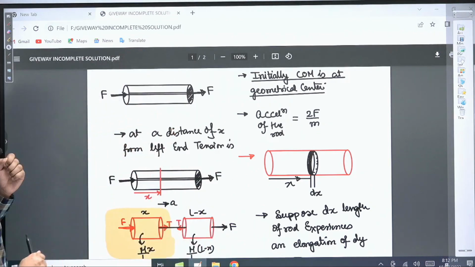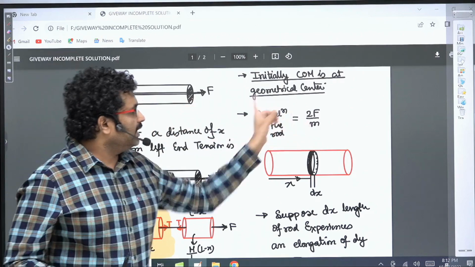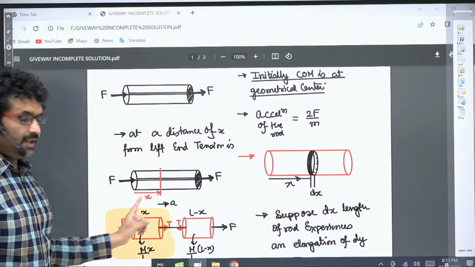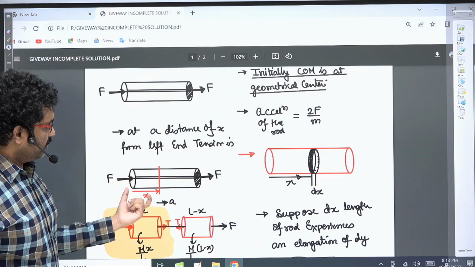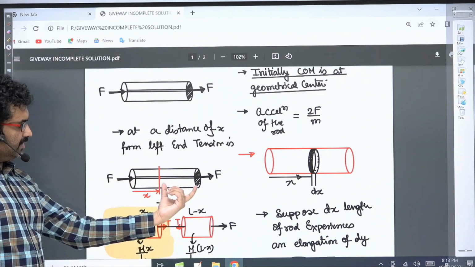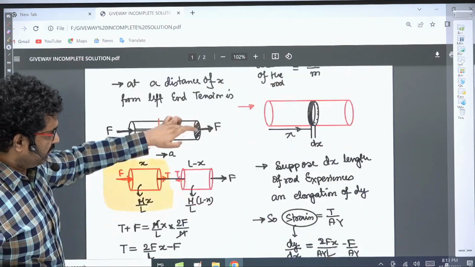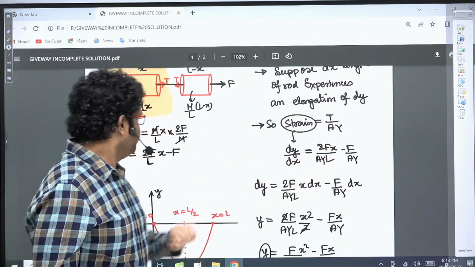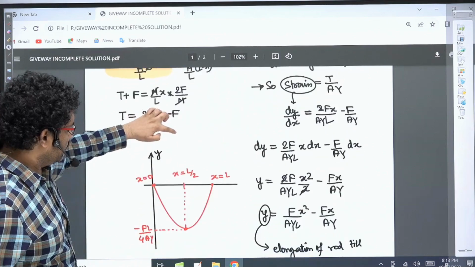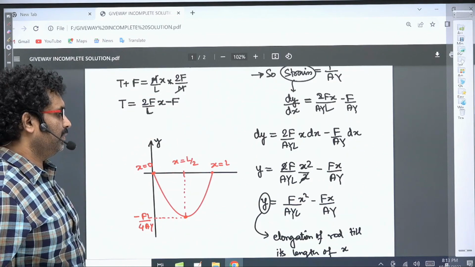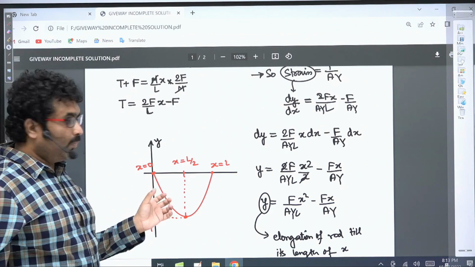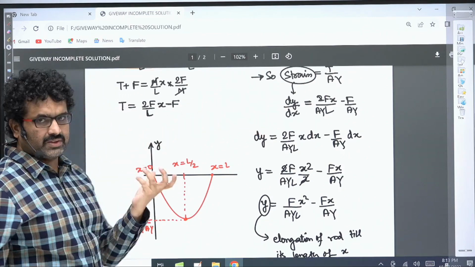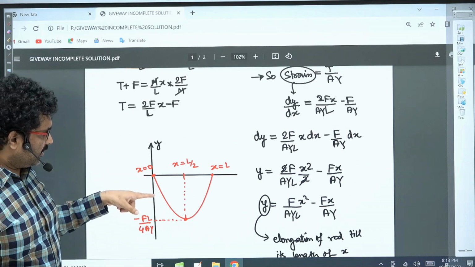Okay, right. When two forces are applied, you already know that the acceleration of the rod is 2F by m, very straightforward. And at a distance x from this end, if you try to calculate the value of the tension T, so this part is x and this is L minus x, you can write the expression for stress versus strain, Hooke's law, Young's modulus relation, and you would be able to get that the value of this strain, which is dy by dx, or y, which is the value of that elongation, would be in this manner.